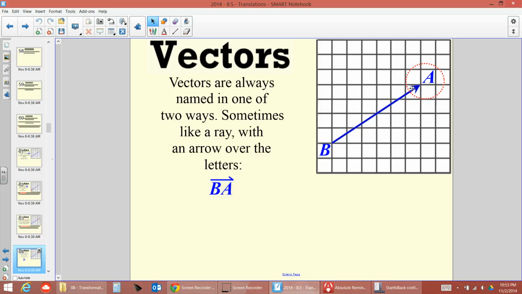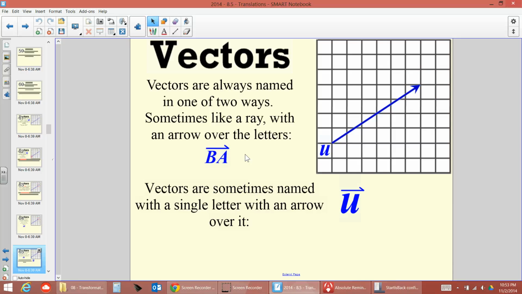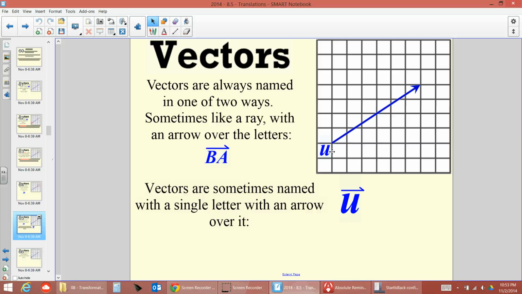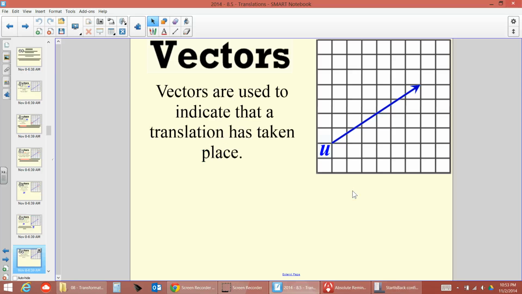Vectors are always named in one of two ways: sometimes with a ray, such as ray BA, or it can be written as a lowercase letter, like u, this would be vector u. I'll probably use both, so be prepared for any of them. So either you'll see BA as a ray or u as a vector. And you'll always have definitions for what the vector means based on what we call it. They're used to indicate that a translation has taken place in our geometry class.